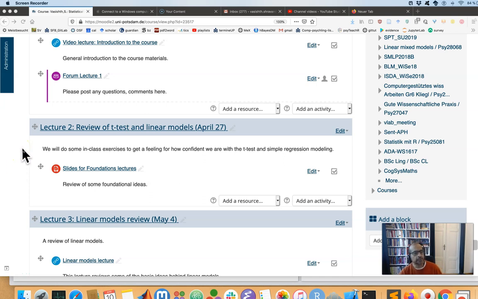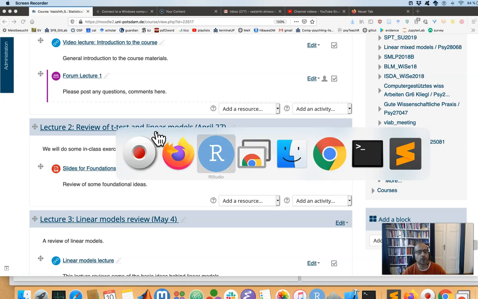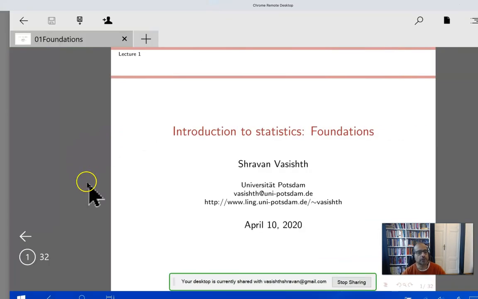Right, so in this lecture I'm going to review some basic concepts that lead up to the t-test and the linear model. I'm going to open up my slides first. These slides are going to be available to you over Moodle. You will also have the source code that's behind these slides, so you can rerun all the code yourself. But right now my goal is to walk you through the materials that are covered here.